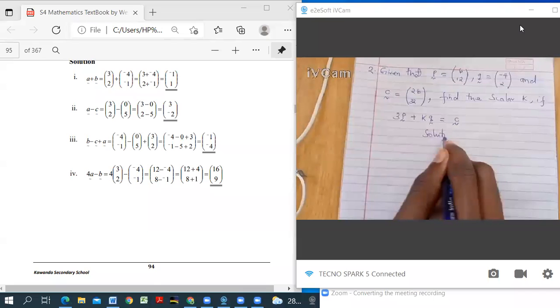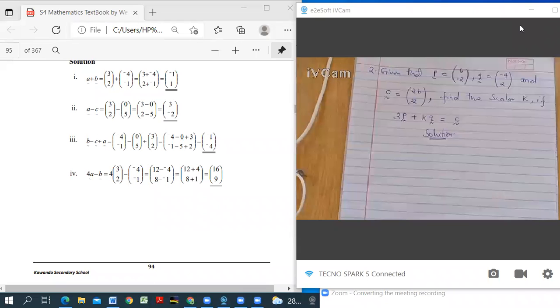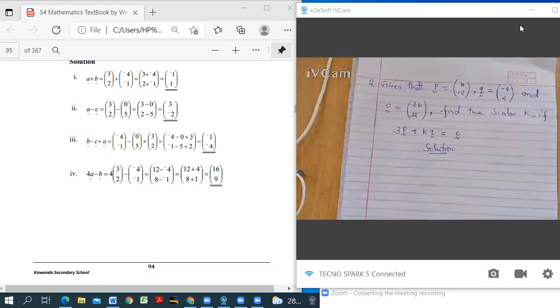Solution. Let's look at the solution now. So this time they've given us vector P, vector Q, and vector C. Now they want us to find the scalar K using the condition they've given us. The condition is 3 vector P plus KQ must be equal to vector C. So how many operations are involved in that question? How are we going to find the scalar K?